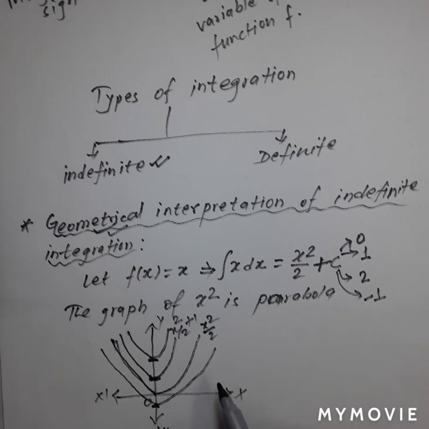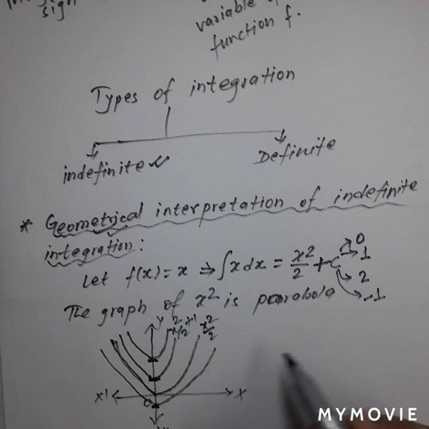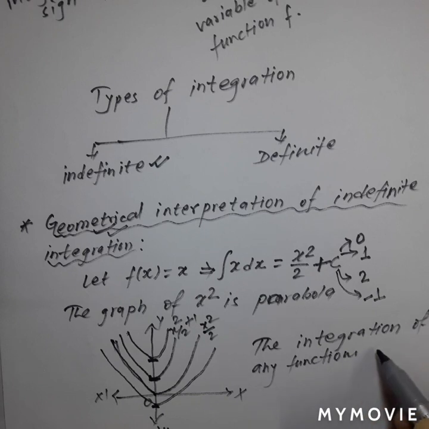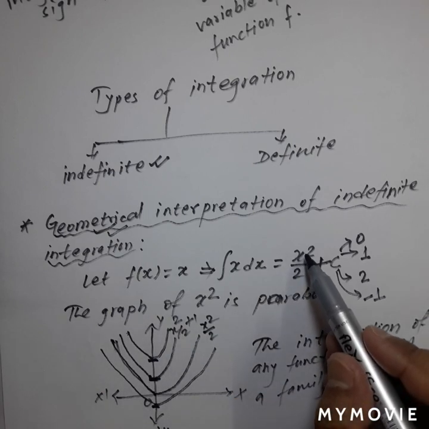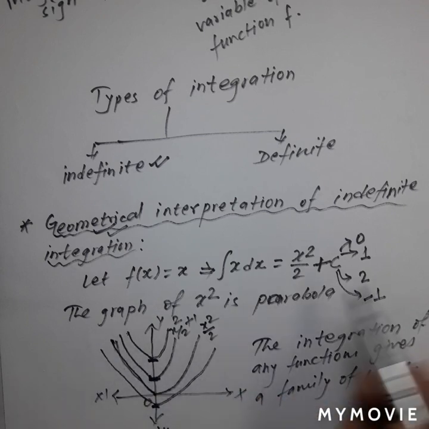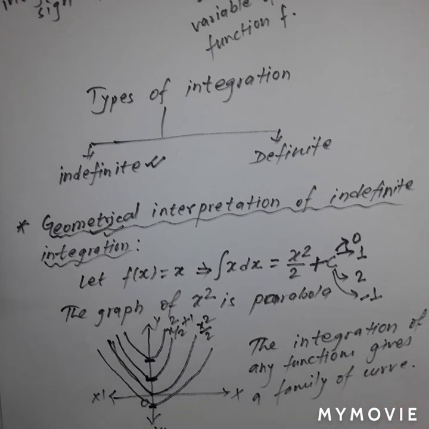So from this geometrical interpretation, we can say that the integration of any function gives a family of curves. Look here, from the same function we can get a family of curves, lots of curves. So this is the geometrical interpretation.